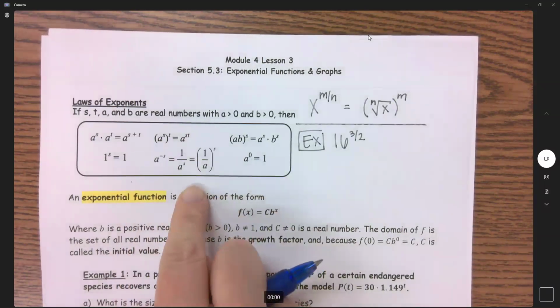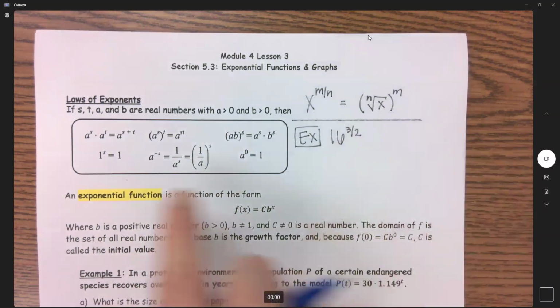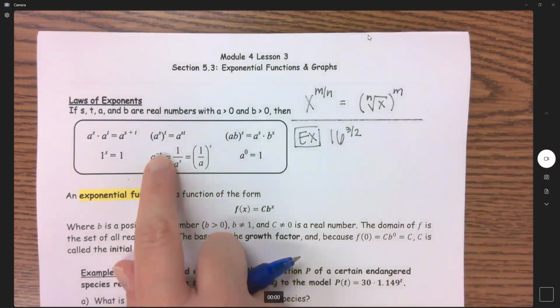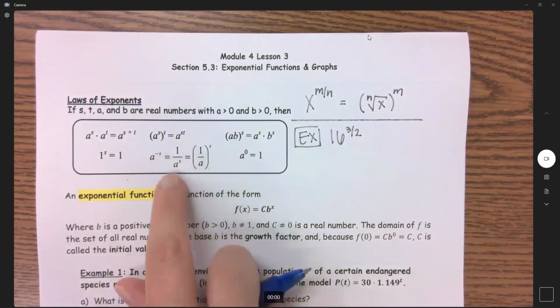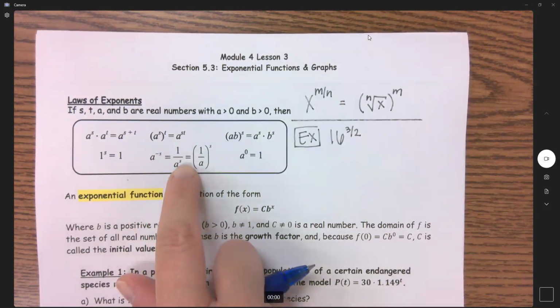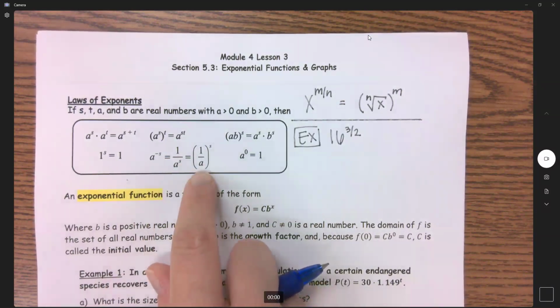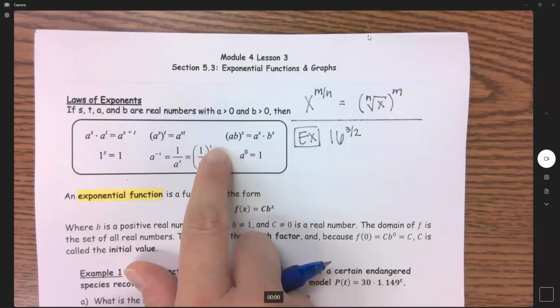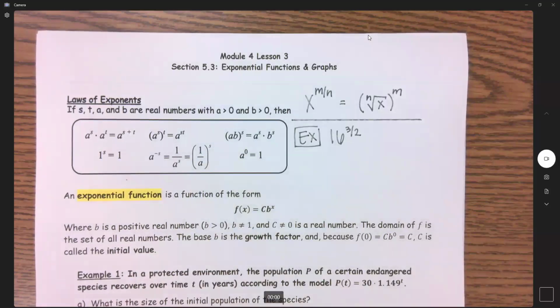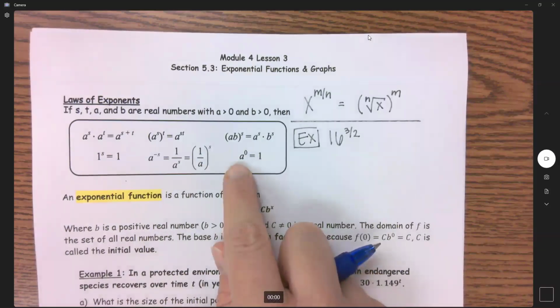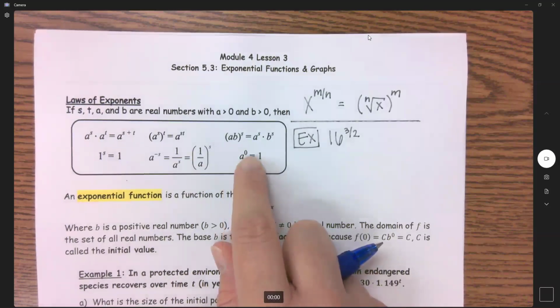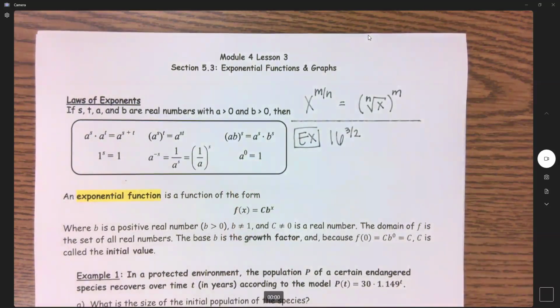This is the biggest one that we need going forward. When I have a to the negative s power, I can rewrite that as 1 over a to the positive s. So when it goes from numerator to denominator, it changes the sign of that exponent. Or we could write that all as 1 over a to the positive s power. And then any base to the 0 power will always equal 1.